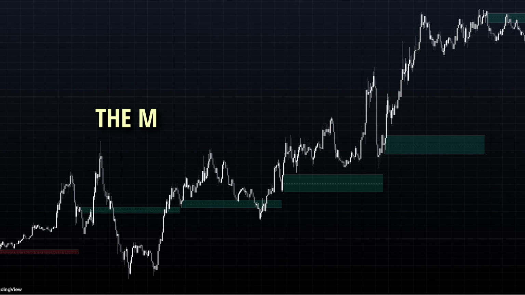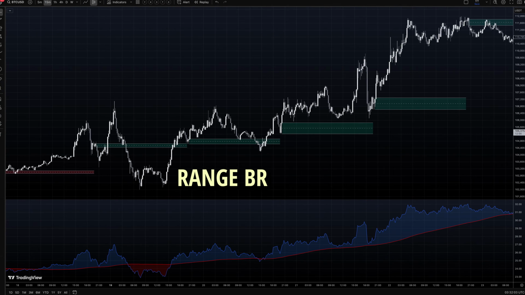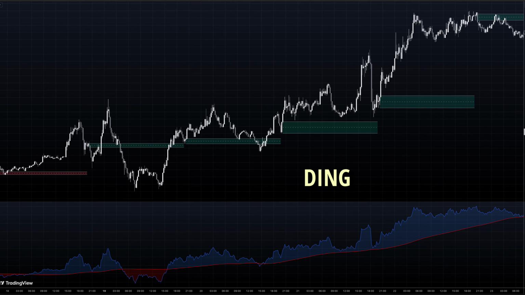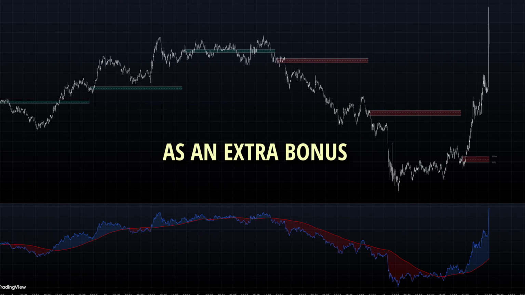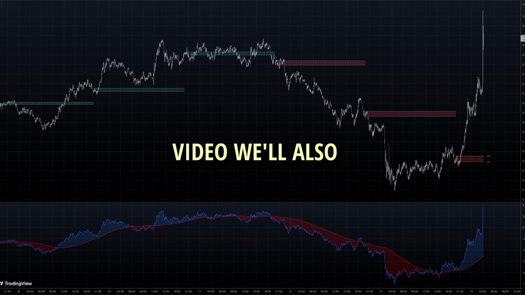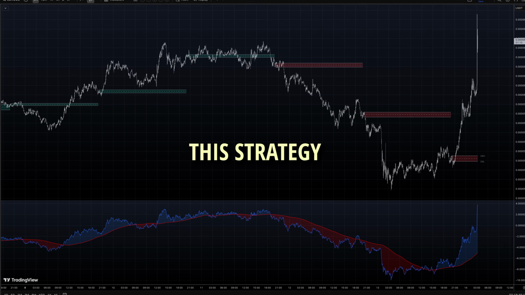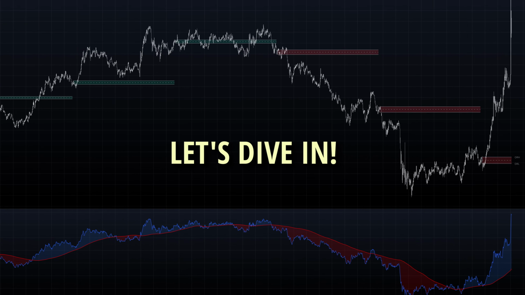Today, we'll reveal the most reliable way to trade opening range breakouts using just 2 free TradingView indicators. As an extra bonus, at the end of the video, we'll also explain how to adapt this strategy for crypto trading. Let's dive in.